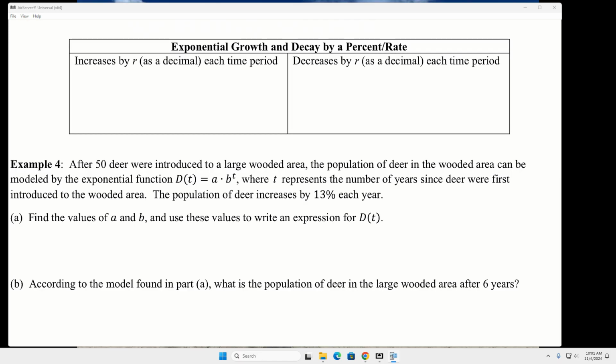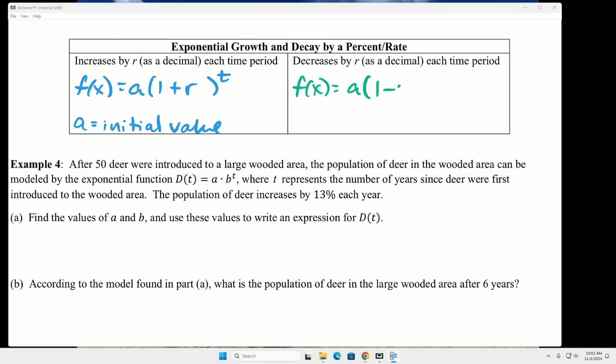And so it's going to be something like f of x equals a times b to the x. A is still the same thing, the initial value. But the base for increasing is going to be 1 plus r. And then for decreasing, the base is going to be 1 minus r.